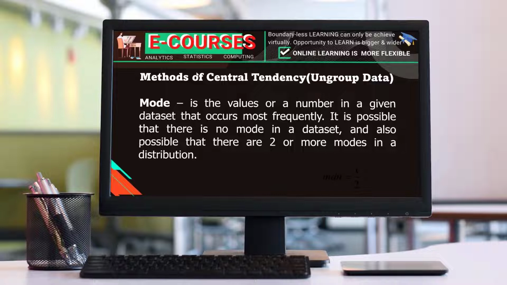It is also possible that there are two or more modes in a distribution. Now, it is also possible that there are two or more modes in a given data set.